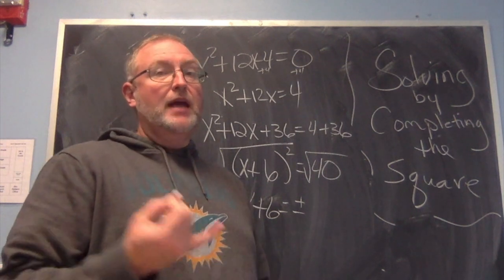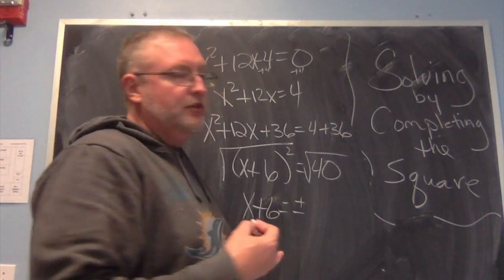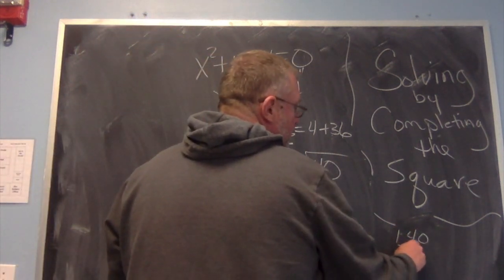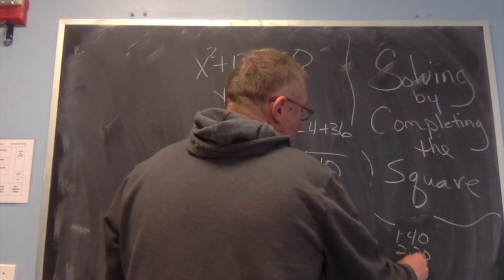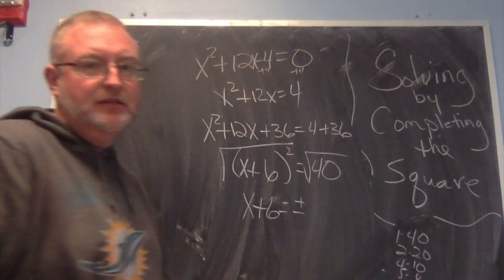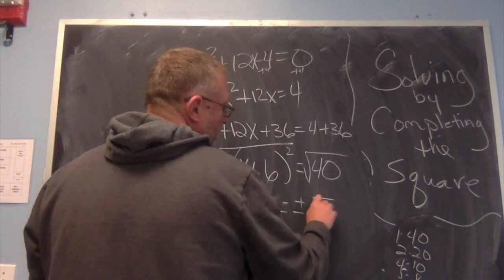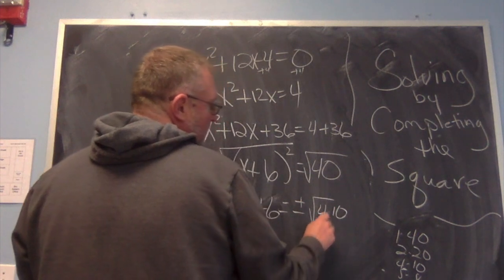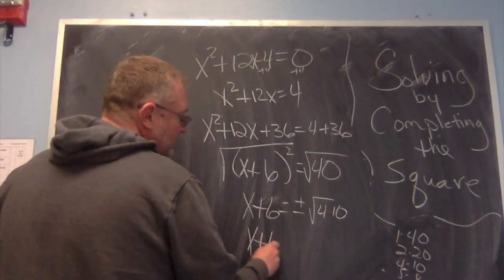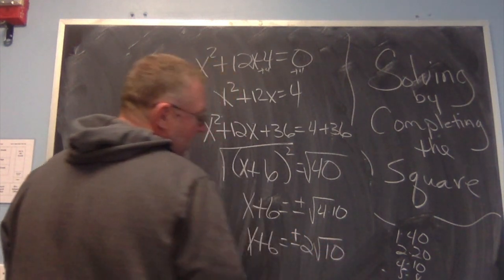Now, I can do some of this, remember from 3 weeks ago. The square root of 40, my factors of 40 are 1 times 40, 2 times 20, 4 times 10, and 5 times 8. Any of those perfect squares? The 4 times the 10. So the square root of 4 times 10, the square root of 4 is 2. So now I have x plus 6 equals positive negative 2 square root of 10.